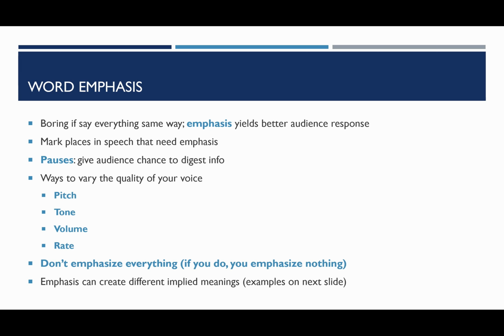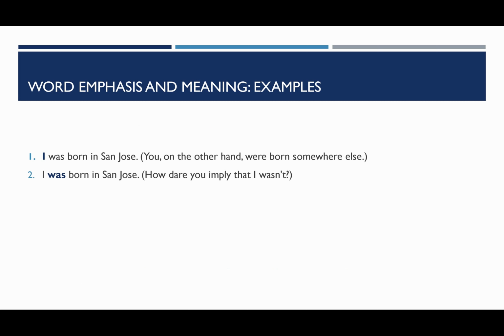So I'm going to go over some examples now. These examples may seem silly or trivial, but I really want you to bear with me because they illustrate an important concept. Let's look at the sentence: I was born in San Jose. I'm going to emphasize I. You, on the other hand, were born somewhere else. I was born in San Jose. I'm emphasizing I, right? I was born in San Jose. I was emphasizing was. How dare you imply that I wasn't, right?